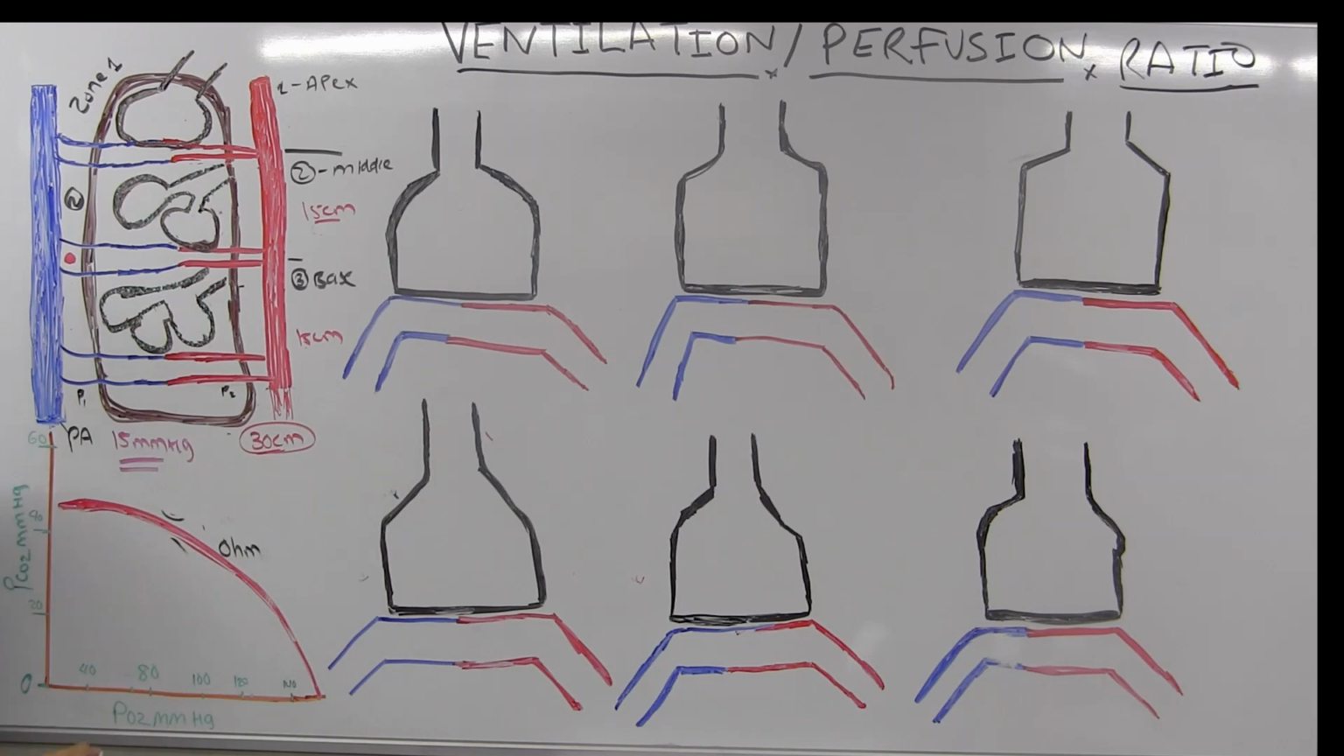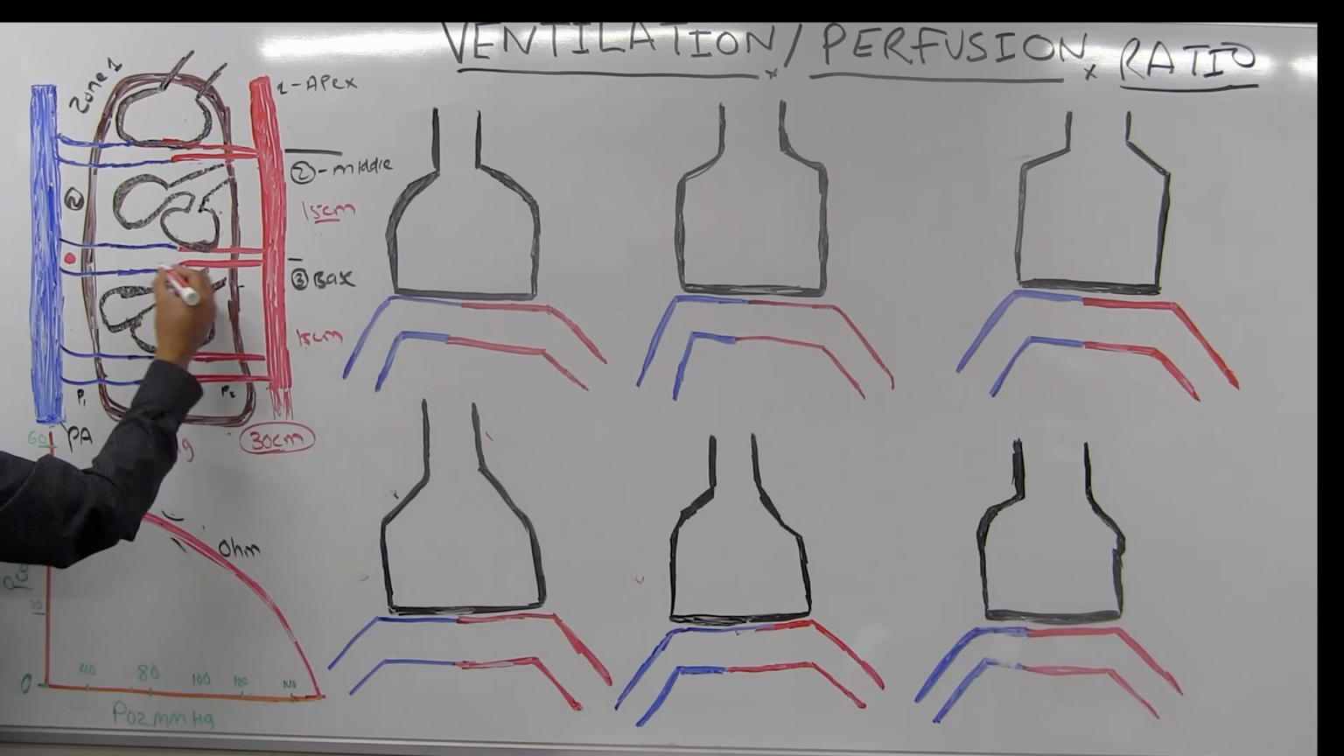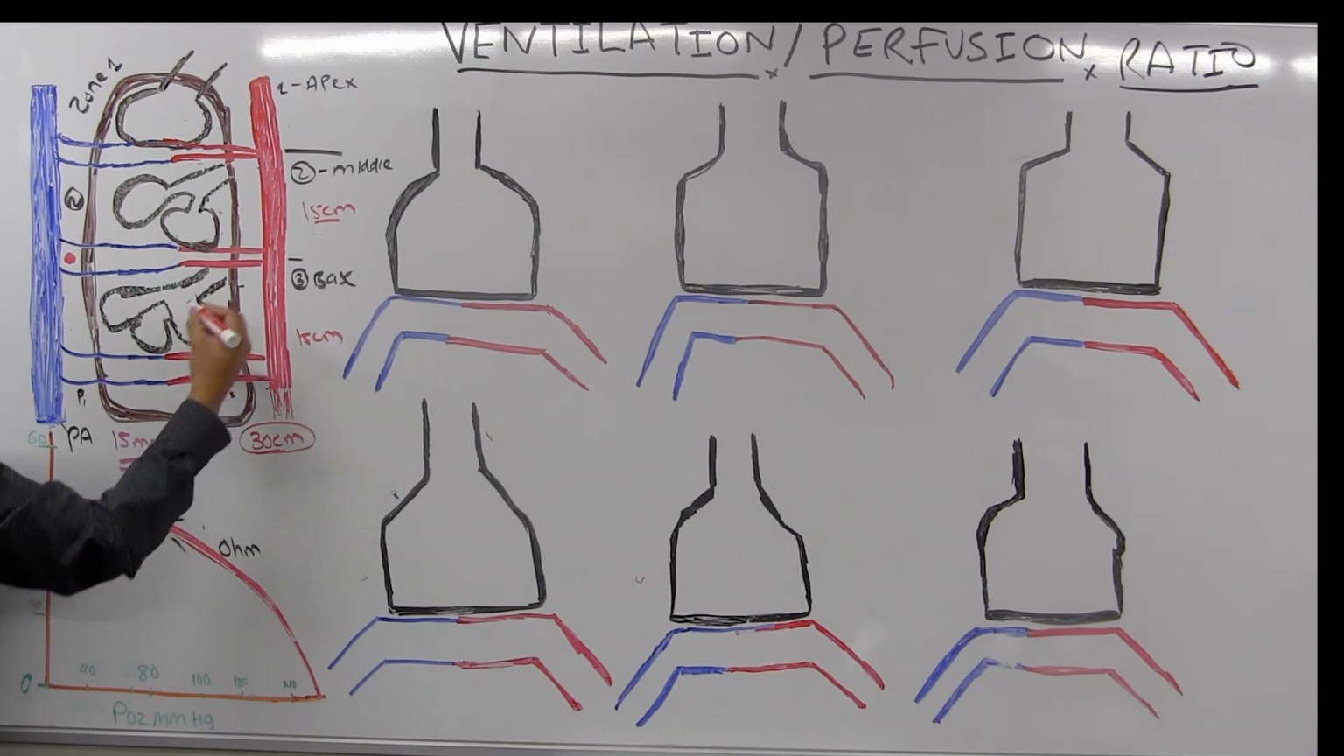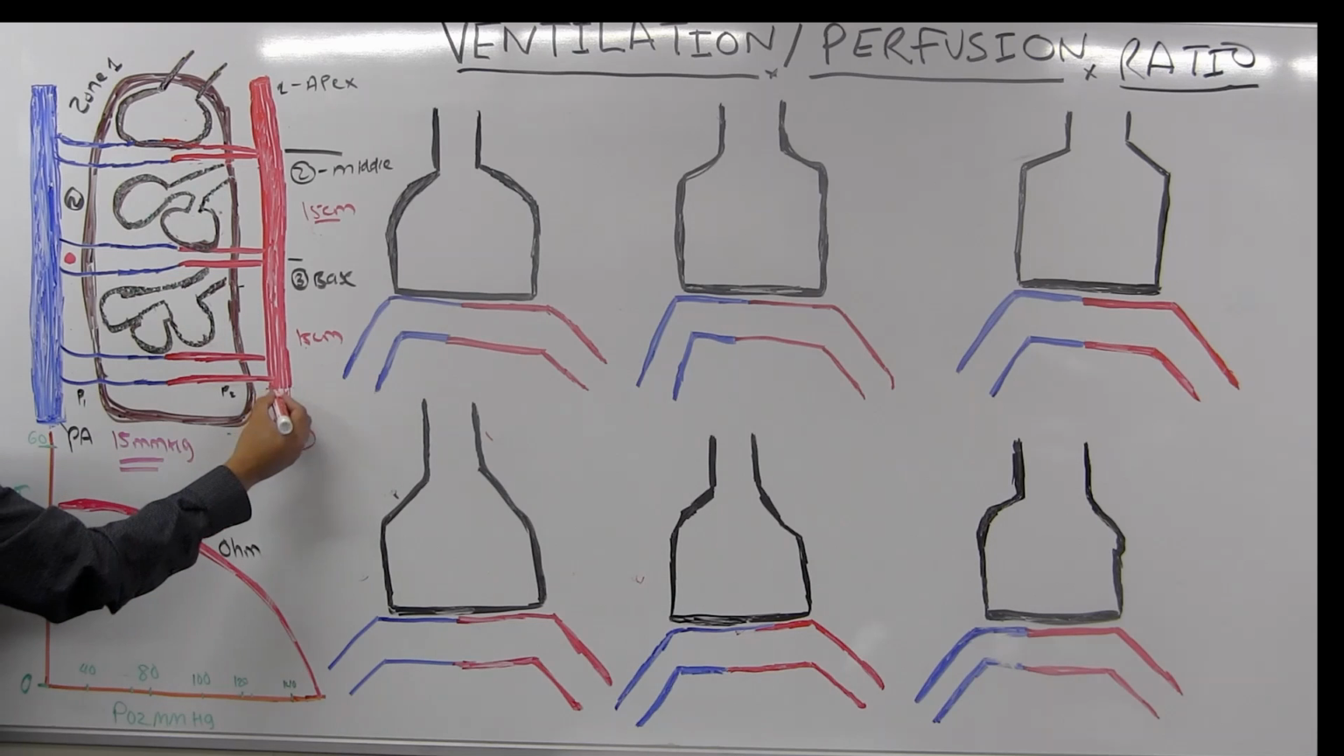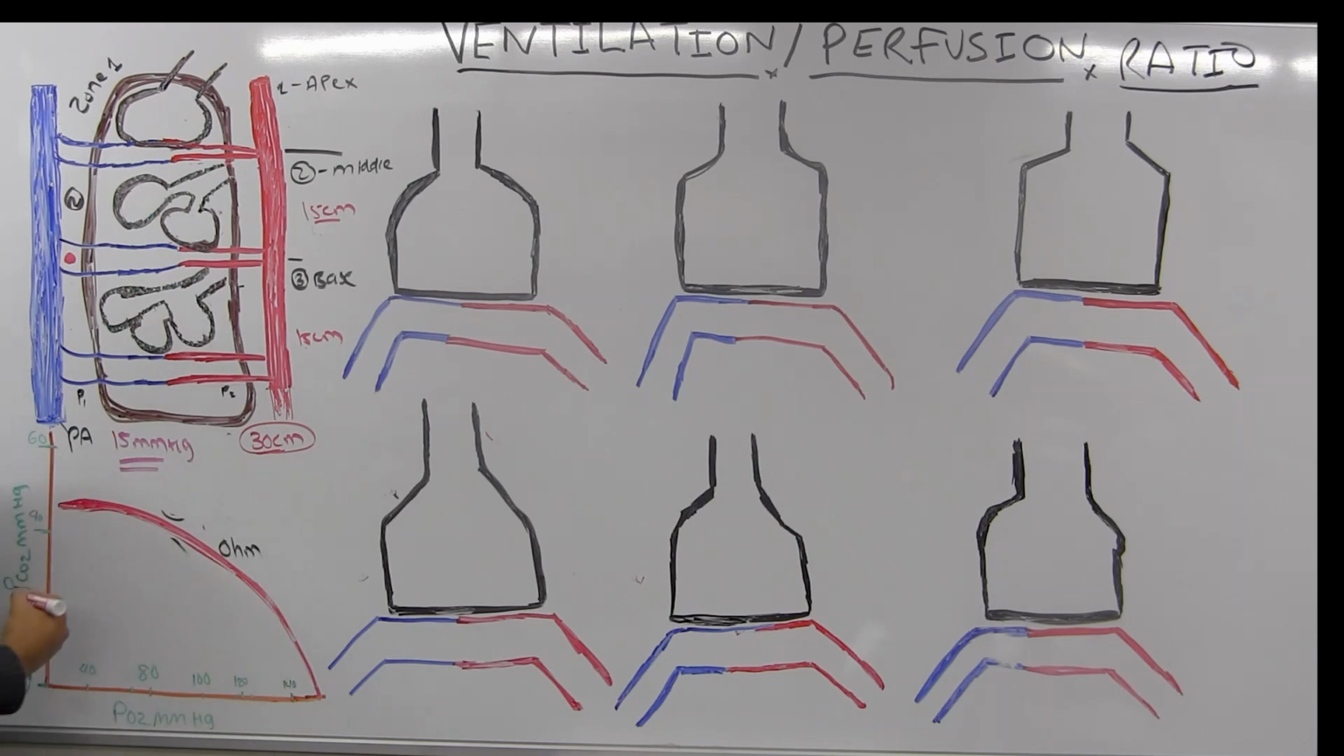So altogether, with the apex and base, there will be about 30 centimeters of difference, right? That's what I'm telling you about the length of the lungs. And remember that your two lungs are on either side, and your heart sits between them, in the middle of the mediastinum, right?